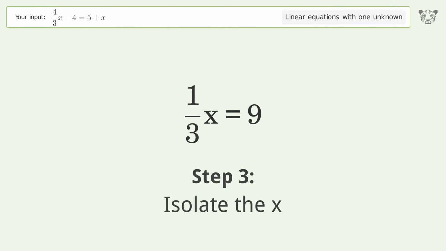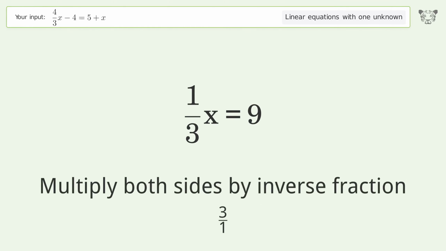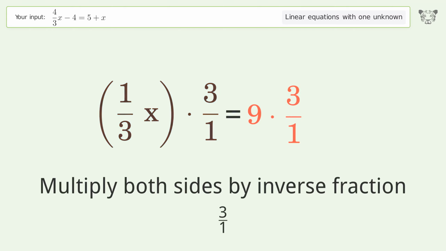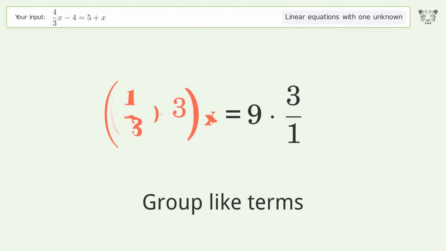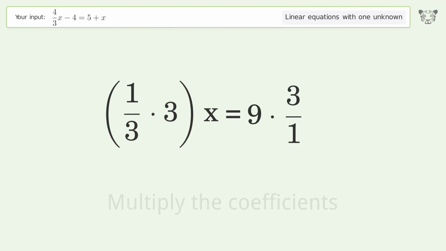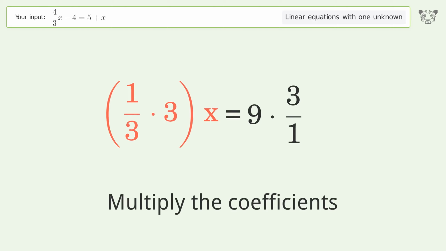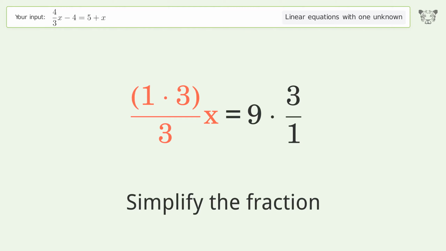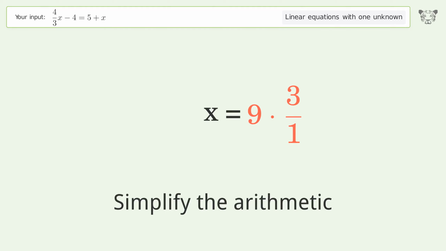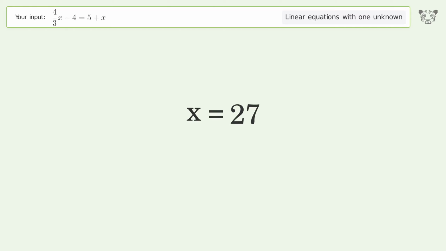Isolate the x. Multiply both sides by inverse fraction 3/1. Group like terms. Multiply the coefficients. Simplify the fraction. Simplify the arithmetic. And so the final result is x equals 27.